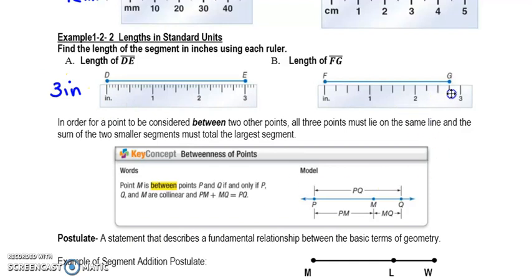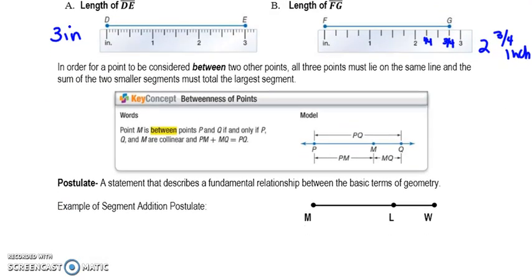This next one, we're not quite to 3, and we look at how many lines are between 2 and 3, and we have 1, 2, 3, and then 4. 4 of them means that we're going up by fourths. So 1/4, 1/2, 3/4. So we're at 2 and 3/4, and that's inches. So you definitely want to put those labels on there.